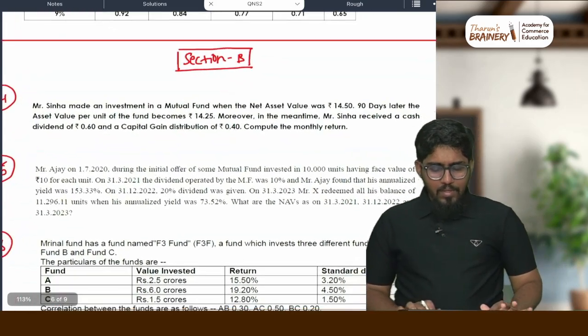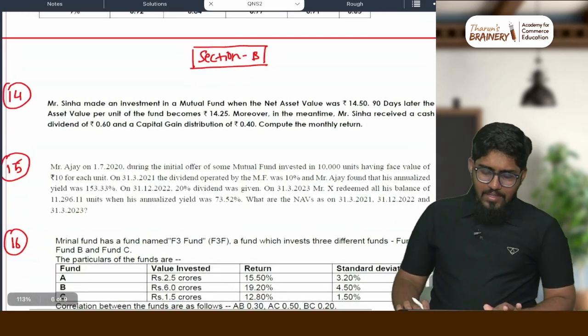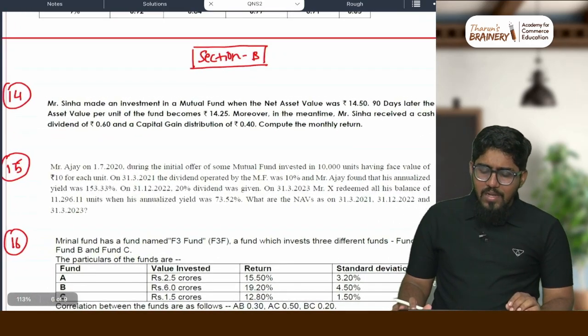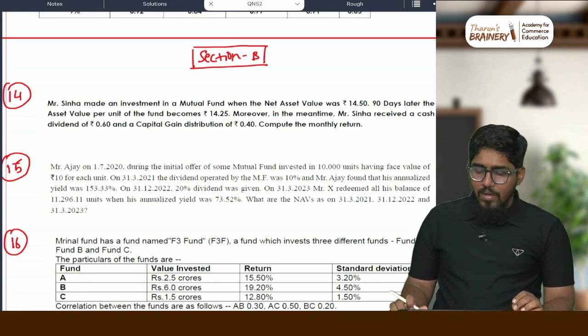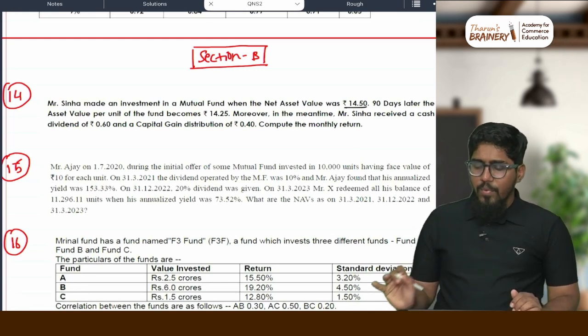Section B, and let us see this. Mr. Sinha made an investment in a mutual fund when the net asset value was 14.5 rupees.